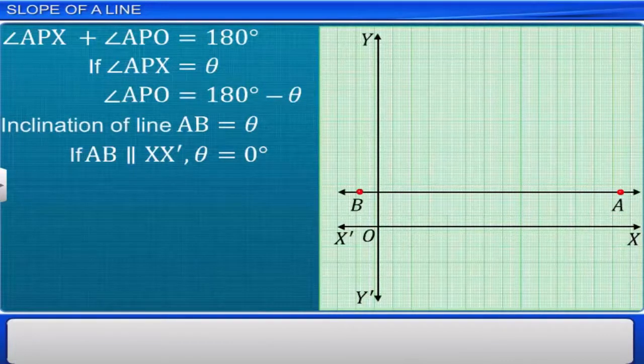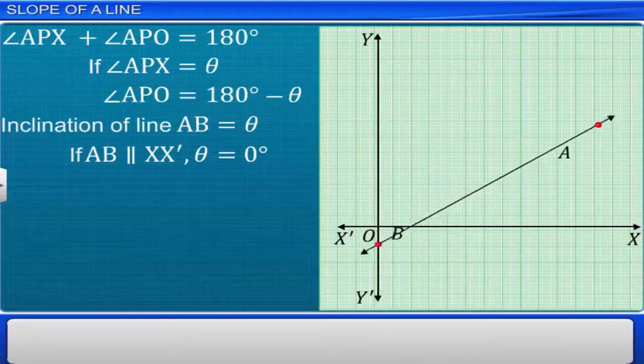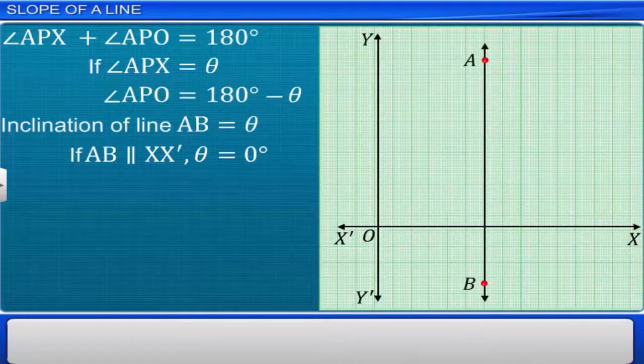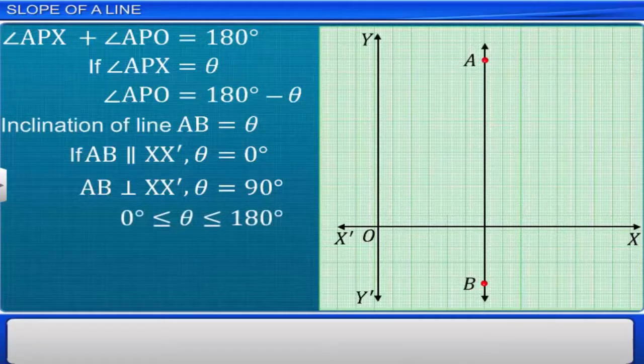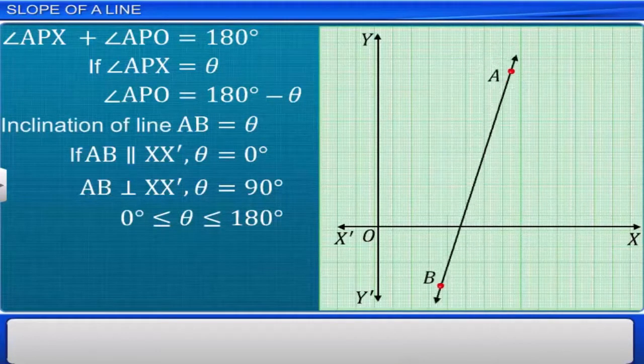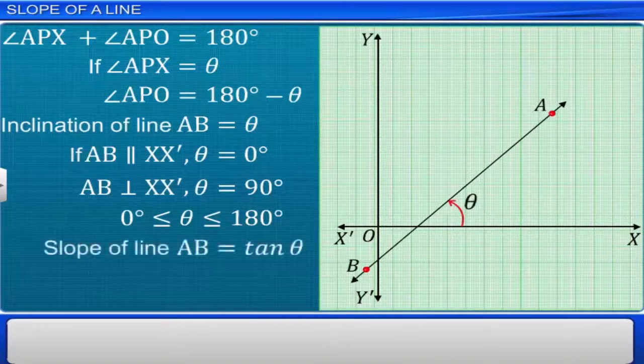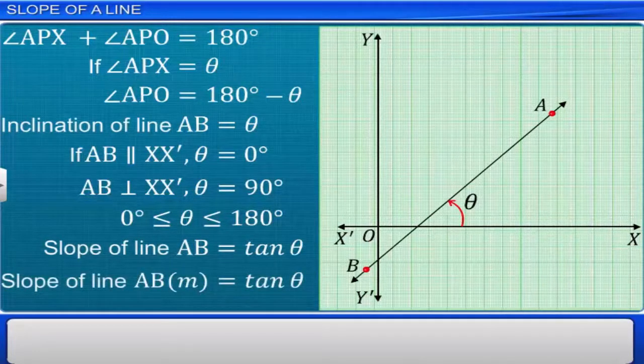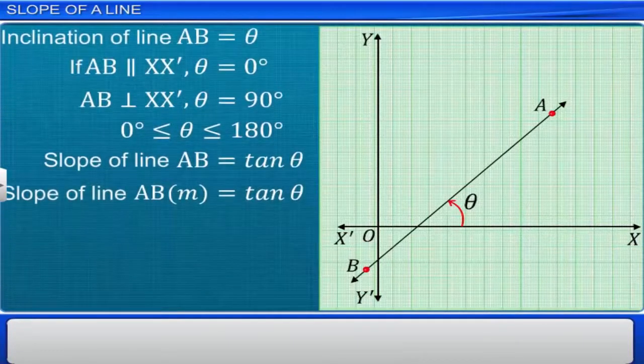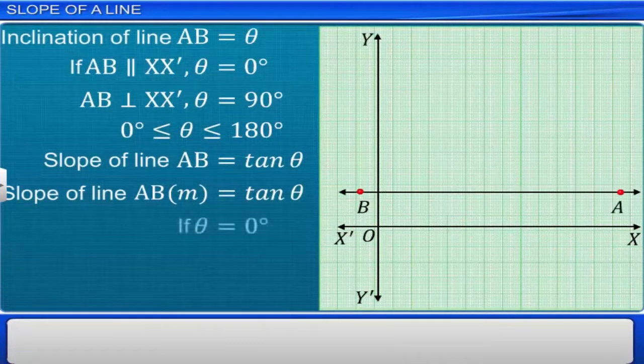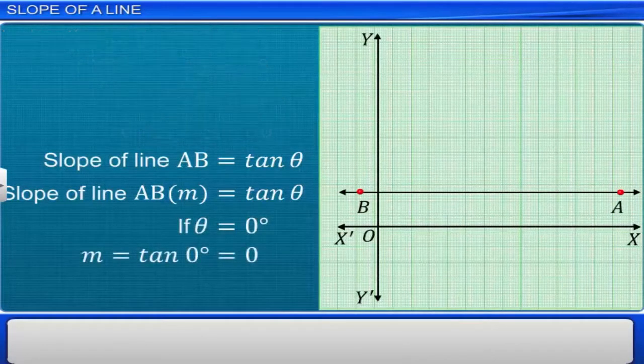The y-axis and the lines parallel to it are called vertical lines. If line AB is parallel to the y-axis or perpendicular to the x-axis, then its inclination is 90 degrees. The inclination of a line can have a value anywhere from 0 to 180 degrees. If theta is the inclination of a line, its slope or gradient is given by tan theta. The slope of a line is represented by m. The slope of a horizontal line is 0. The slope of vertical lines is not defined.